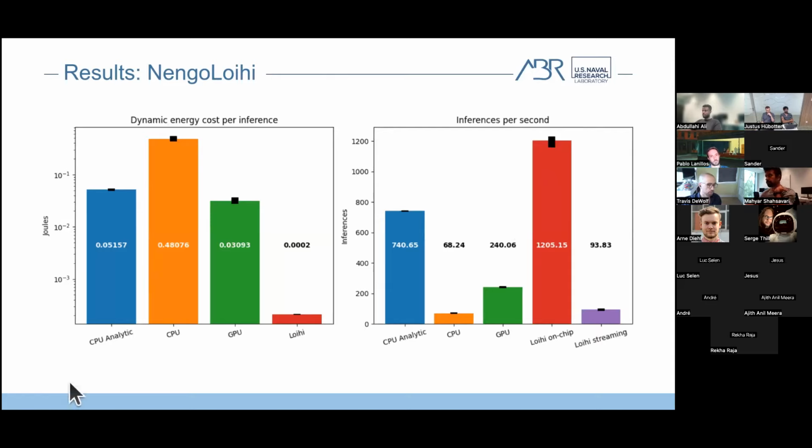And so in blue, we have the performance of the analytic code, which means there's no neurons involved. It's just running standard operational space control on the CPU. In orange is the CPU running the full spiking neural network. In green is the GPU running the full spiking neural network. And then red is running the network on Loihi. And so we do see here that we get several orders of magnitude gain in terms of energy efficiency, even over the analytic implementation, which I thought was pretty cool.